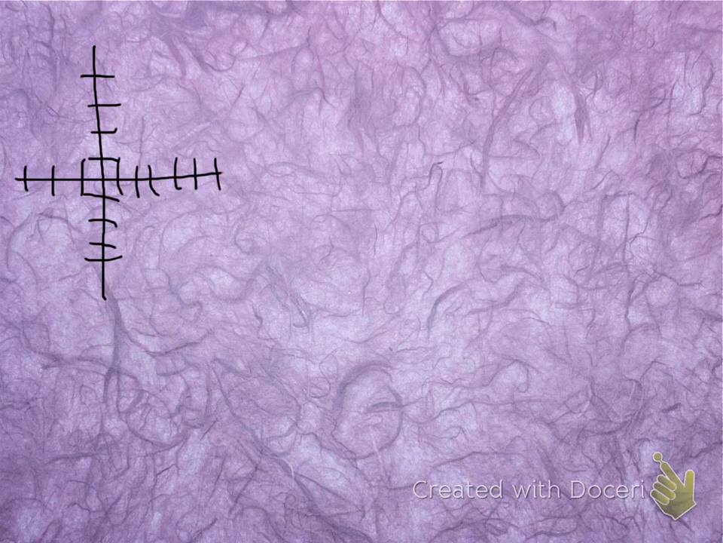When you're plotting points on a graph, you have a coordinate grid that looks something like this. And your horizontal axis is going to be the x-axis. Your vertical axis is going to be the y-axis.